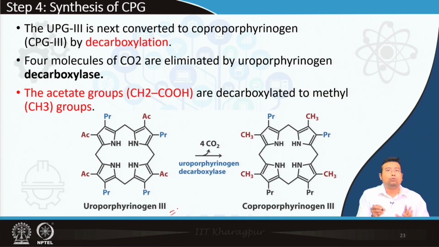Uroporphyrinogen loses carbon dioxide to form coproporphyrinogen. Uroporphyrinogen 3 forms coproporphyrinogen. What actually happens? The acetate groups are decarboxylated to form methyl groups. There are 4 acetate groups, CH3COOH, basically CH2COOH, and if the carbon dioxide goes, CH3 will remain, and that is exactly what is happening. It is very easy to understand. You should know molecular oxygen is required in this reaction. So, oxygen might come in anyway.